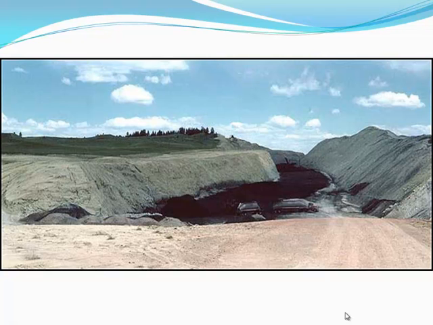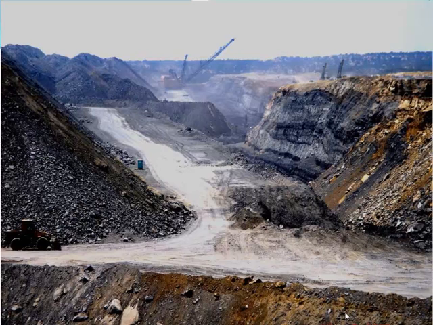So let's go to another type of mining. Okay, and this type of mining is called strip mining. And strip mining is an issue a little bit different than coal mining itself.